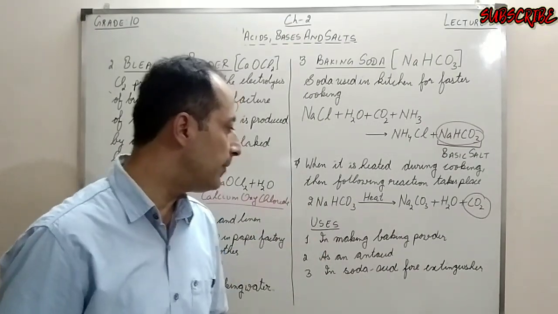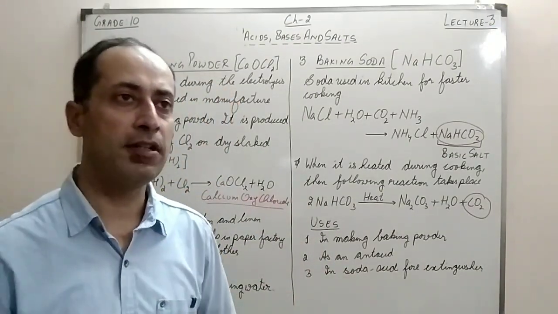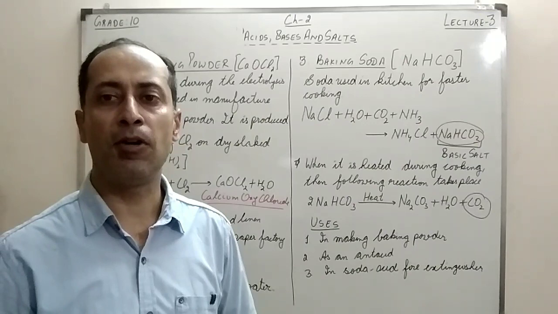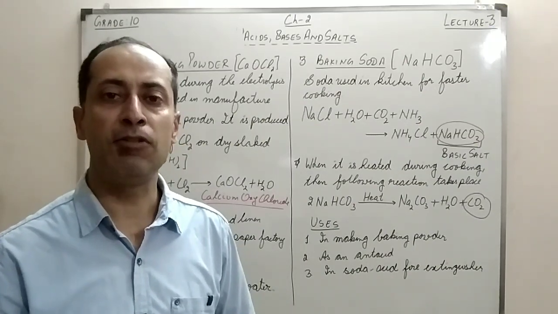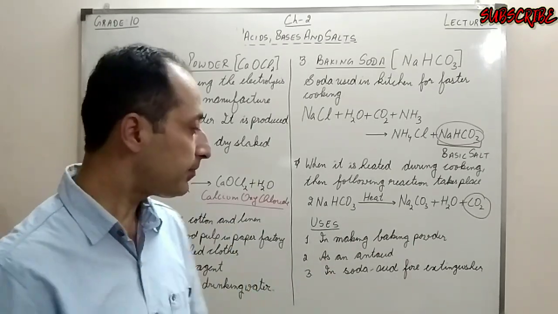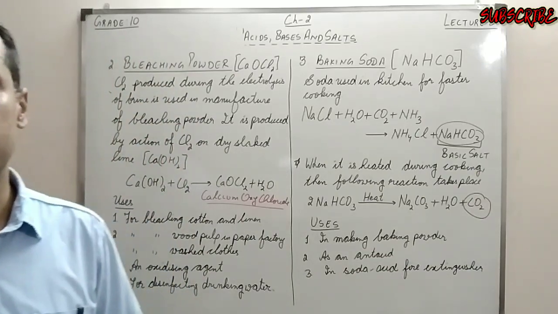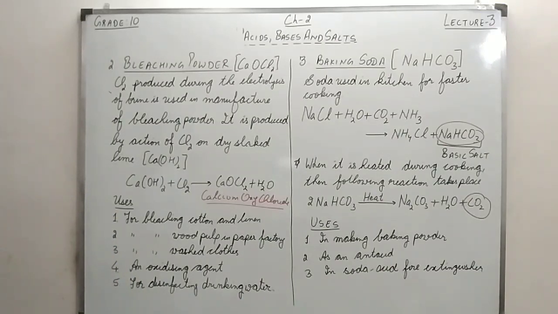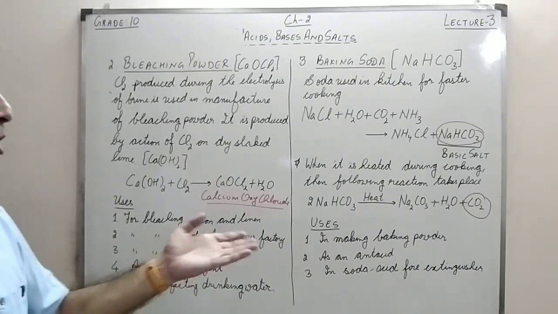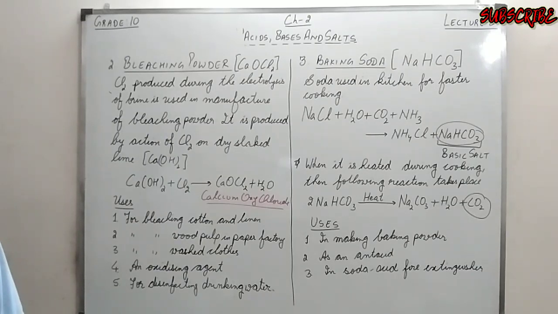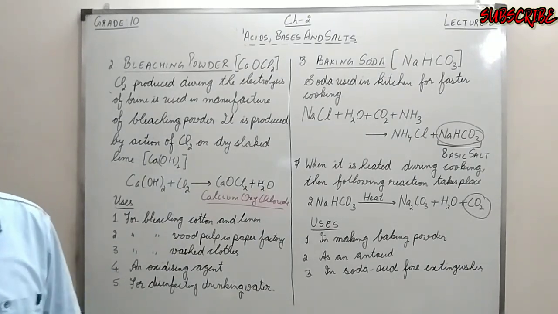Now, what are the uses of baking soda? In making baking powder, which is a very important ingredient in making cakes and breads. Why is it so important? Because again CO2 is produced, and CO2 helps in making the cake fluffy. It is also used in antacids, as I said, during indigestion. And also in the soda acid fire extinguishers. These were the fire extinguishers used earlier, in which along with HCl this baking soda was used, and when they reacted, carbon dioxide gas was produced, which was used to extinguish the fire.